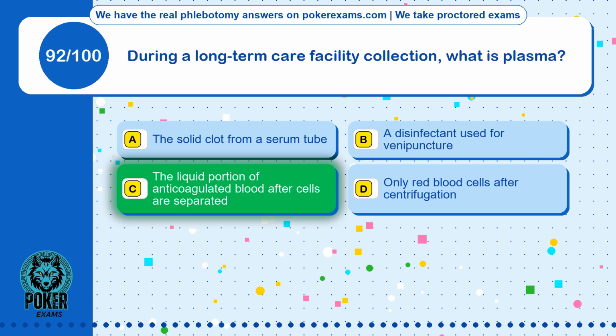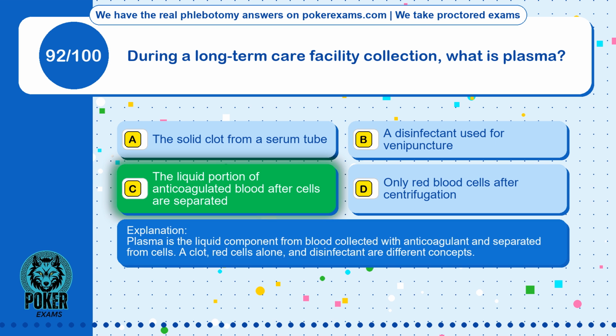The correct answer is option C. The liquid portion of anticoagulated blood after cells are separated. Plasma is the liquid component from blood collected with anticoagulant and separated from cells. A clot, red cells alone, and disinfectant are different concepts.